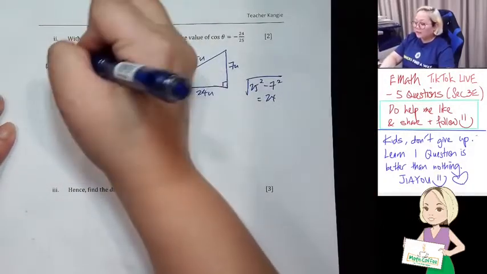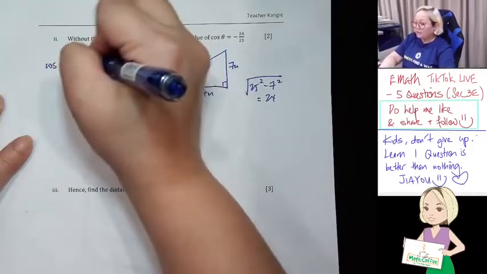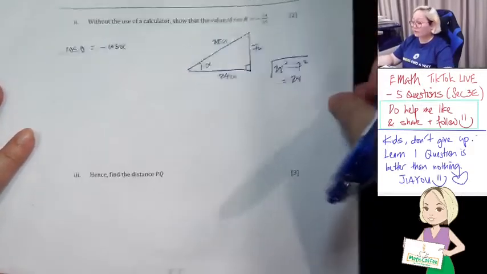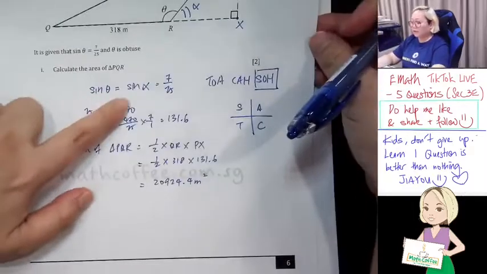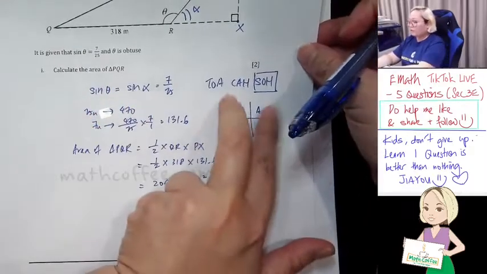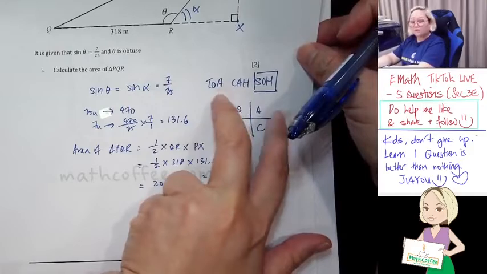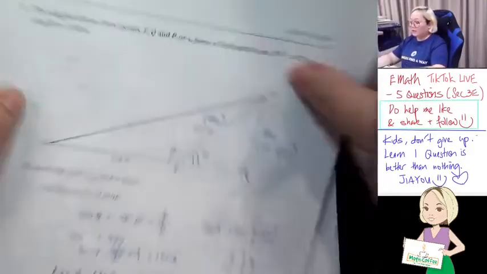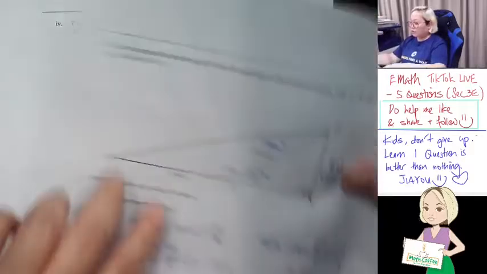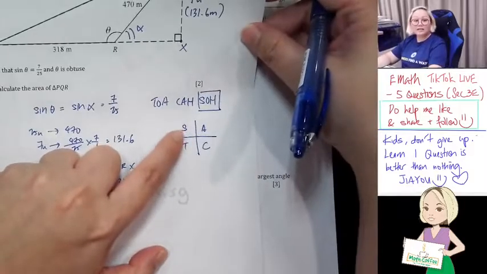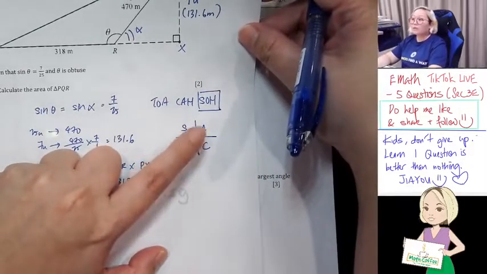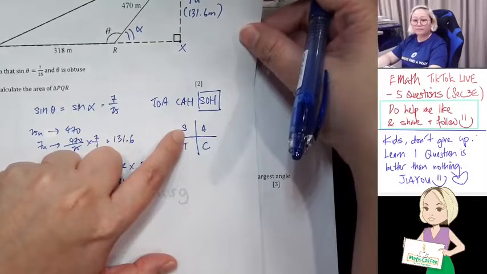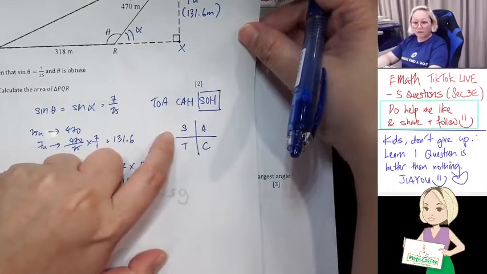Now see here, this is cosine theta, right? Cosine theta is equal to minus cosine alpha. Why is it different from just now? Just now it was sine theta equals sine alpha, because first and second quadrant both are positive. But here, theta is in the second quadrant, and in the second quadrant cosine is negative. So we use the same trigo ratio as cosine alpha, but we got to put a minus in front.